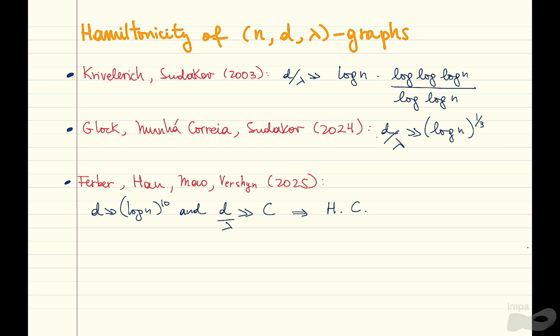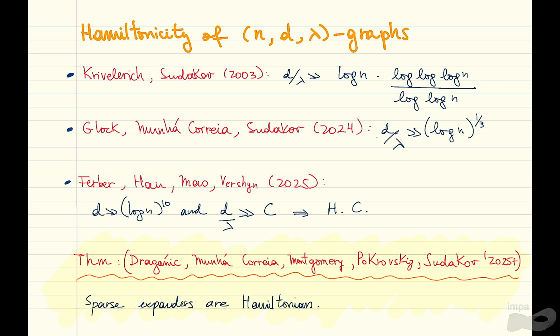Well, they proved this, but they also proved another thing. They proved also that the conjecture holds if we add some condition on d: if d is polynomial in n, the conjecture is true. And this was the motivation behind this work here. So Ferber, Han, Mao, and Vershynin proved that if the degree d is polylogarithmic, then the conjecture is true. But the same day on arXiv appeared this paper.